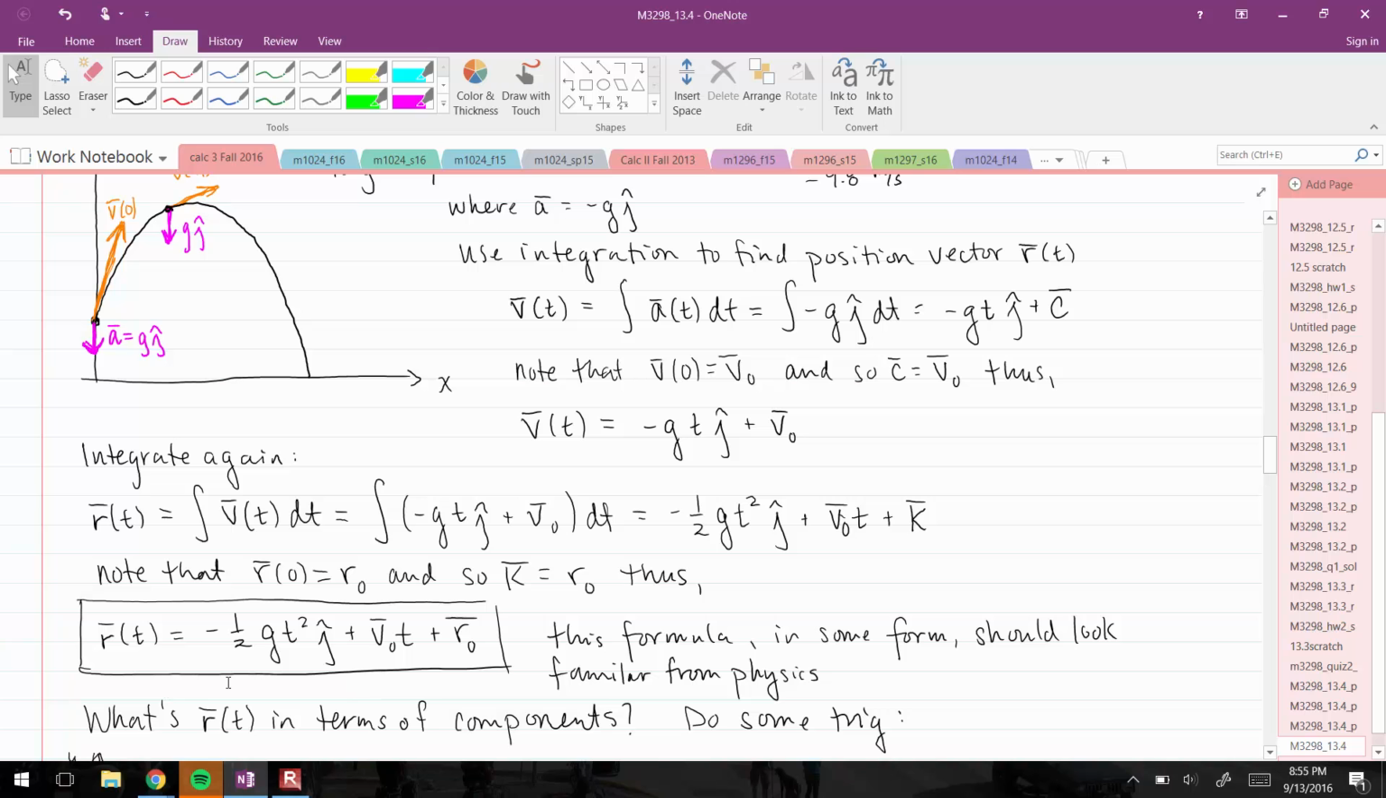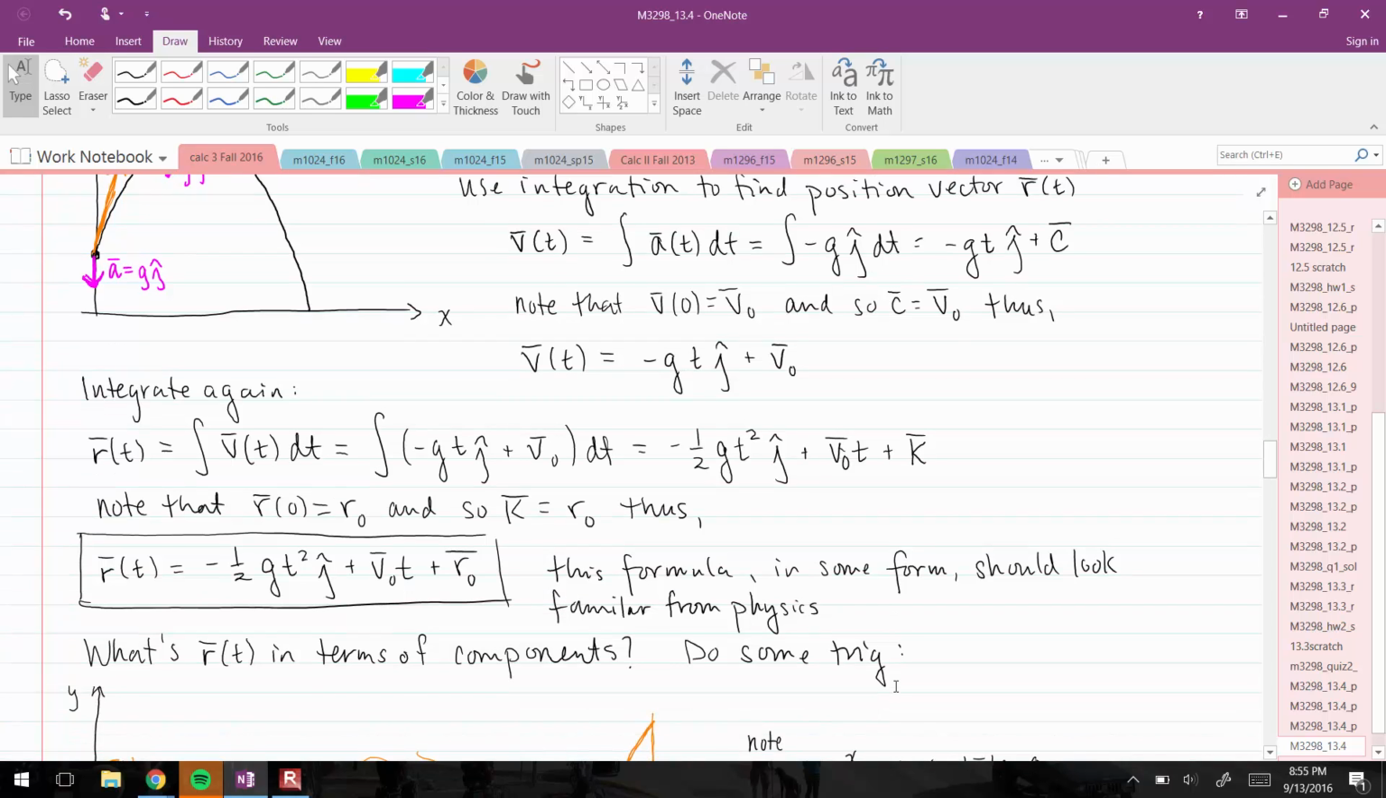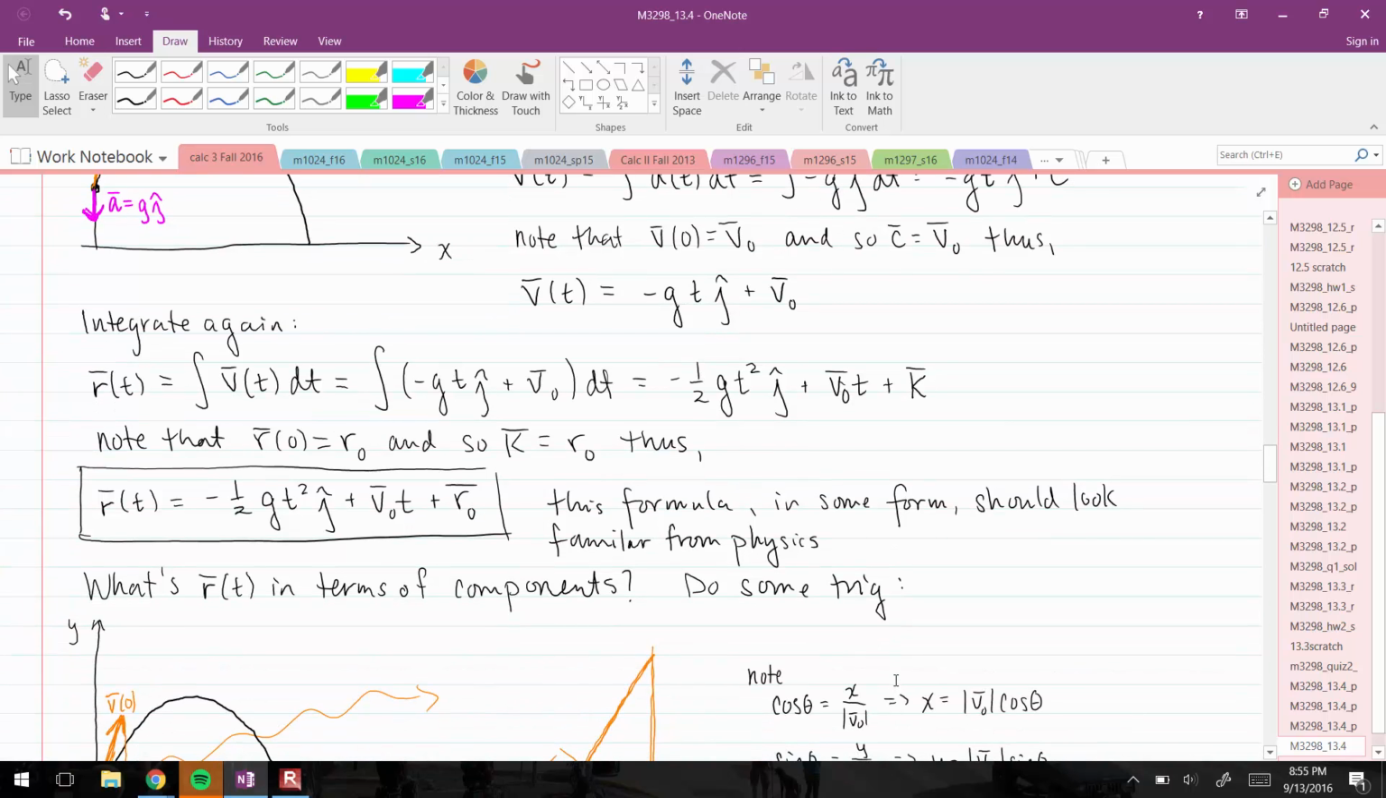Maybe you noticed this already, that it's kind of weird in the sense that we have this j component here, but then we don't have the component-wise form worked out for our v naught and our r naught. But it should look familiar in some form, again from physics or Calc 1.